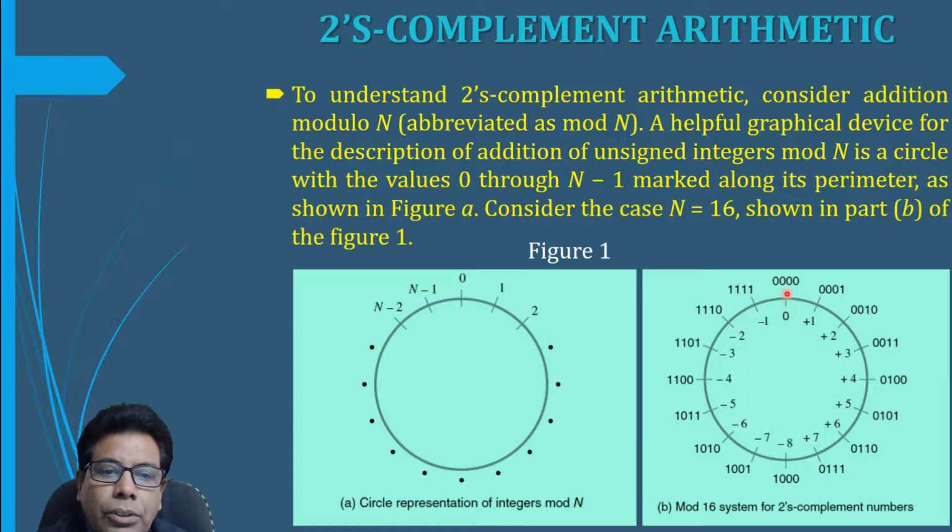So this will represent the 0 as we have seen in the last slide, and then 1, 2, 3, 4 and so on up to 7. So 7 will be represented by 0111, and then we have -8, -7, -6, -5, -4 and so on. Here -8 will be written as 1000 and -7 as 1001 and so on, and the last is -1 that will be written as 1111. So this is the mod 16 system for the 2's complement numbers. Now we can use this system for the 2's complement arithmetic.